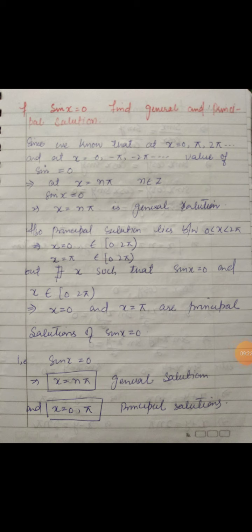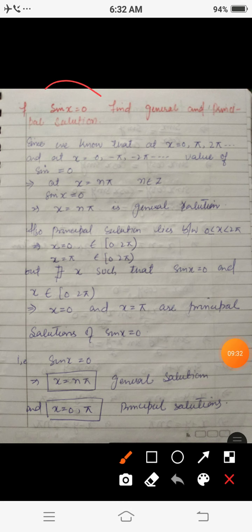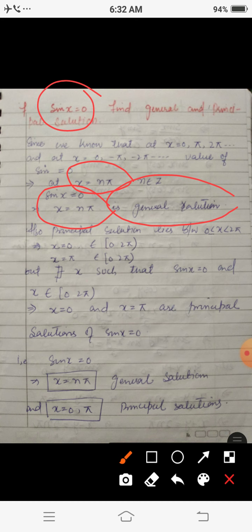Like if we have sin x equals 0, we have to find the general and the principal solutions of this trigonometric equation. We know that when x is 0, when x is pi, when x is 2 pi, that is, when x is n pi, sin is 0. So sin x is 0 if and only if x equals n pi. So x equals n pi is the general solution, because these are the only angles where the value of sine is 0. So x equals n pi satisfies this equation. It is a general solution because it contains n.